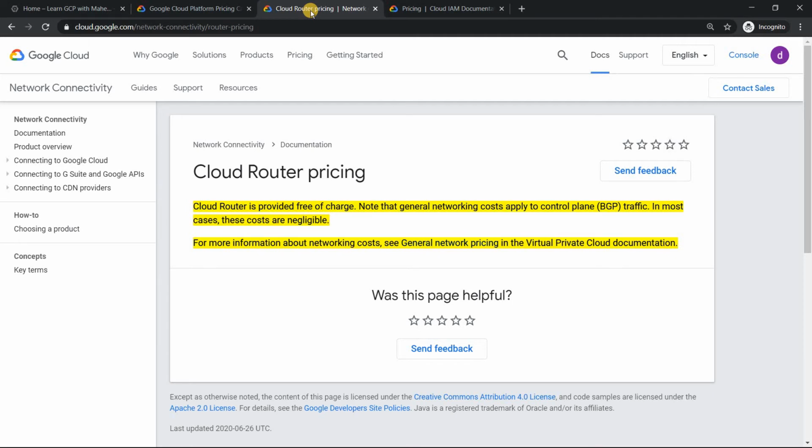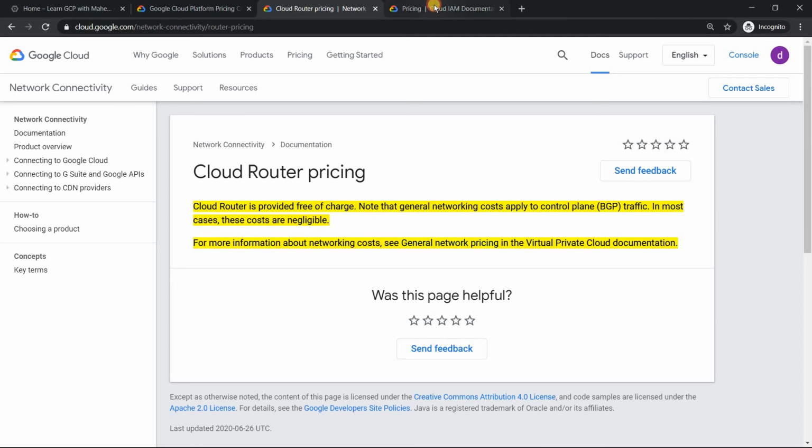Very simple. The only cost which you are going to incur is, note, the general cost applies only to the control plane of your BGP traffic. So there would be a very negligible cost in most of the cases, is what they say. It's a good thing you need to leverage. If as a cloud architect I am given a choice between static routing and dynamic routing, the only difference which is going to come is the Cloud Router component. Since Cloud Router is by default free, I will definitely leverage dynamic routing in most of the cases. That is the key takeaway from it.